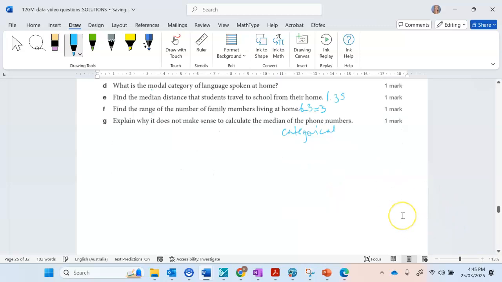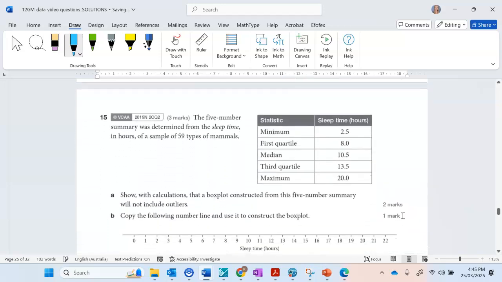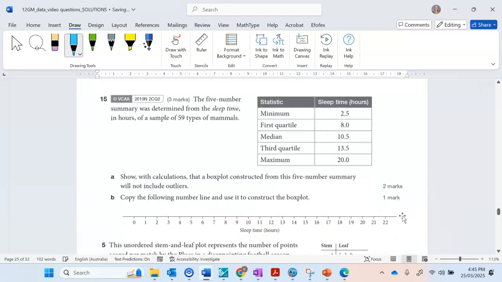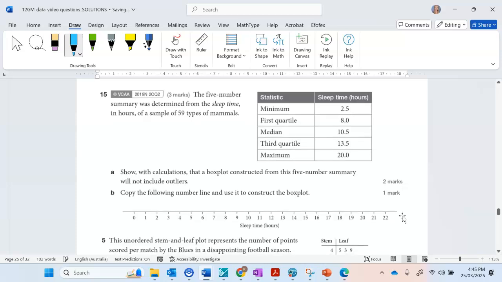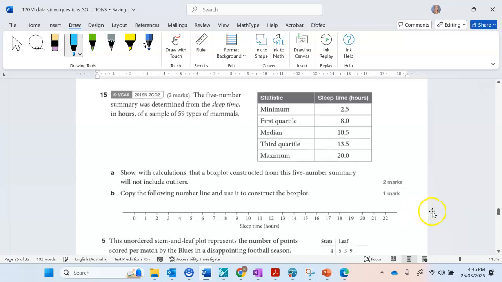Okay, let's move on because there's a lot of questions in this section. Now my computer told me I've only got 55 minutes of recording time, so we'll see how we go.